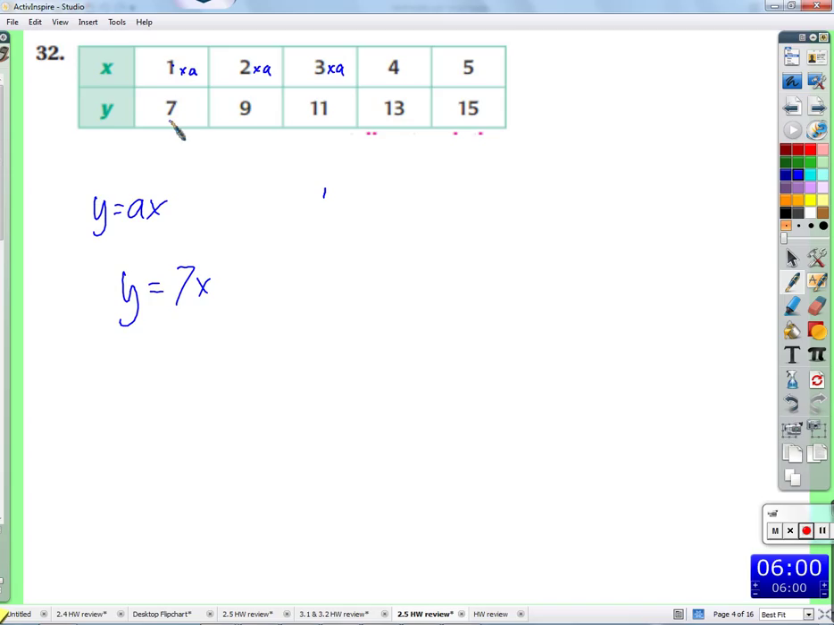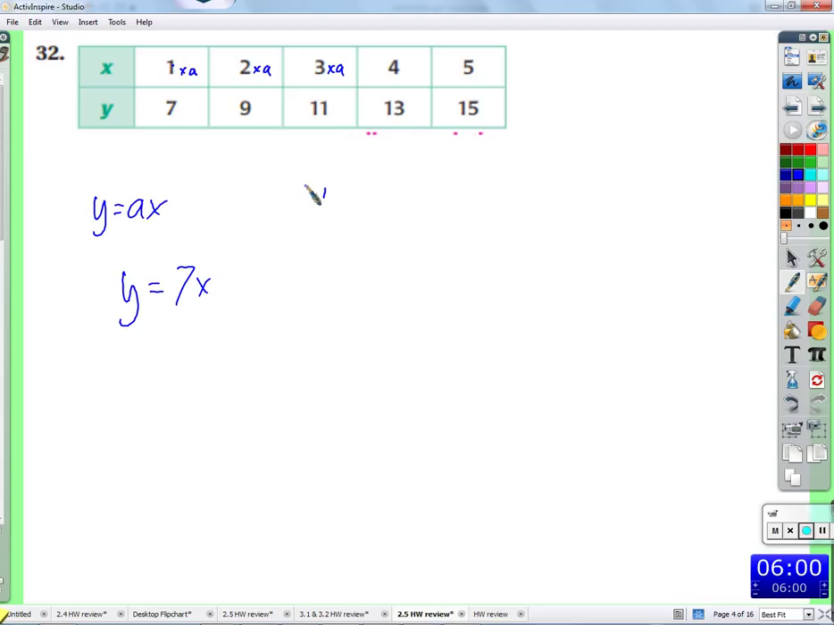Okay, 1 times 7 is 7, so a must be 7. So it must also work for every x to y. Well, does it work for this one? No, that's 2 times 7 is 14, not 9. It's 9, it should be 14. 2 times 3 times 7, 21. Okay. Can you spot a relationship here? What's that? For each x, you add 2 to the y, from the previous. Oh, go 1, add 2.